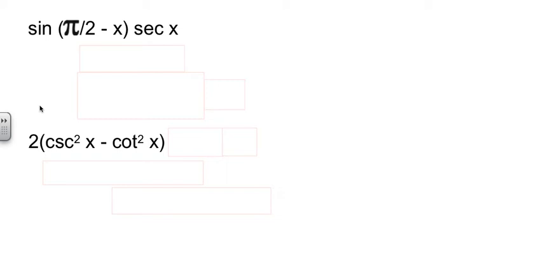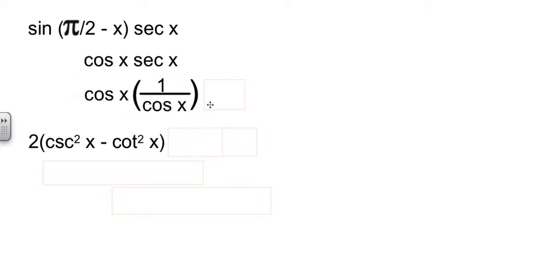Okay, let's look at this next one. We have sine of pi over 2 minus x times secant x. Well, sine of pi over 2 minus x is cosine x. That's on our 13.1b page there on the first slide. Secant is 1 over cosine. Cosine x cancels cosine x. That's more like it. So we're left with nothing left but a 1, so the answer is 1.